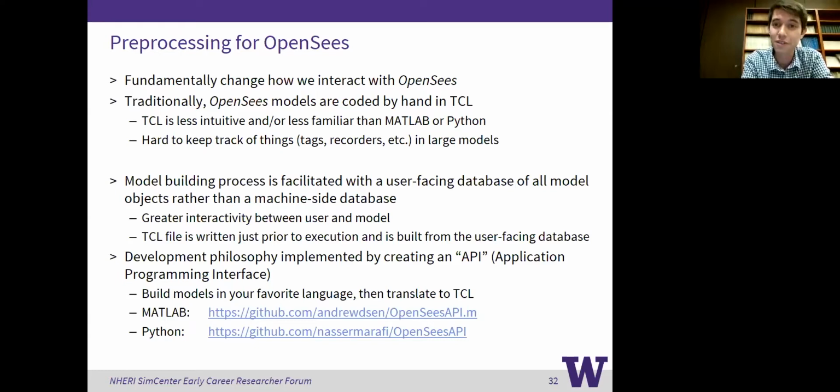We can create objects. We can edit objects, all without writing the Tickle code right away. And then at the end, we're able to tell the program to write the Tickle code, and it translates all the work that you did in either MATLAB or Python into a Tickle file that you can run in OpenSees. Okay, and so this is what we call an OpenSees API. And there's two different GitHub pages here, whether or not you're interested in MATLAB or Python.